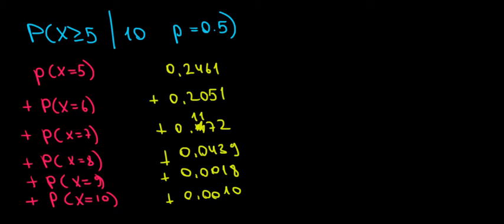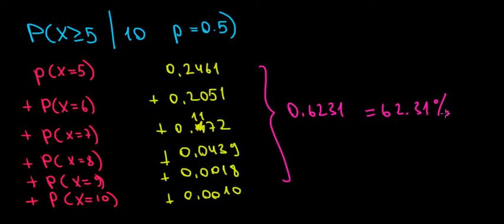Now, if we add up these probabilities, we are going to get a probability of 0.6231, which is equal to a 62.31% probability of passing the exam. The probability of guessing at least 5 questions from the remaining 10.